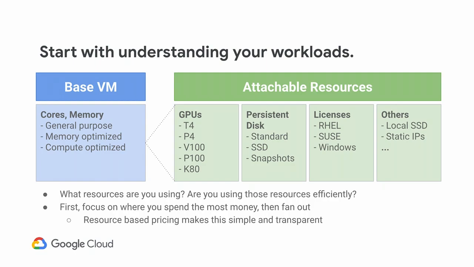With resource-based pricing, which is something that we talked about a little bit earlier, it's really easy to get a picture of what you're actually spending your money on. So you can stack rank and focus on where you need to spend the most attention initially, which could be your cores and RAM. Or if you're a heavy GPU user, you may want to optimize your GPUs.